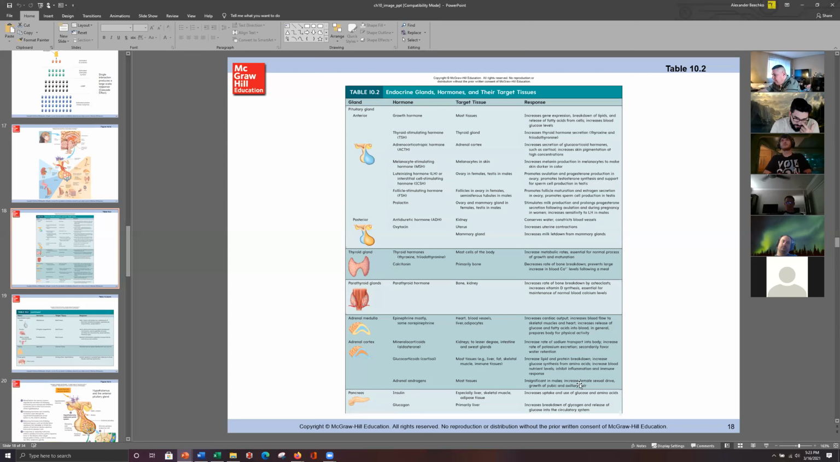Part of the problem, though, is cortisol being a generalized stress hormone. If it's in circulation in our body for too long, then it has adverse effects on the rest of our tissue. So it can add to things like arteriosclerosis. Stress hormone is typically not ideal in prolonged concentrations in our circulation. Then we have adrenal androgens, which affect most tissues, insignificant in males, increases female sexual drive and growth of pubic and axillary hair.